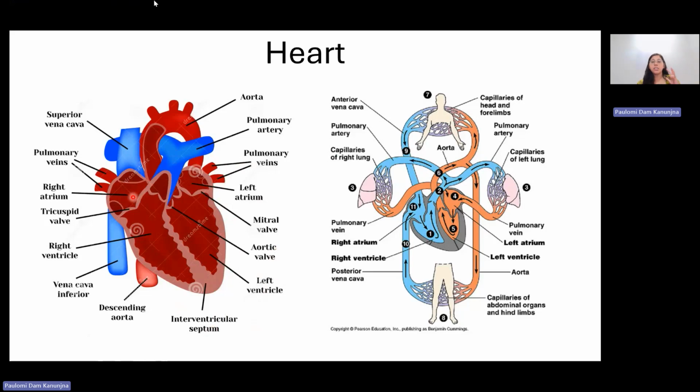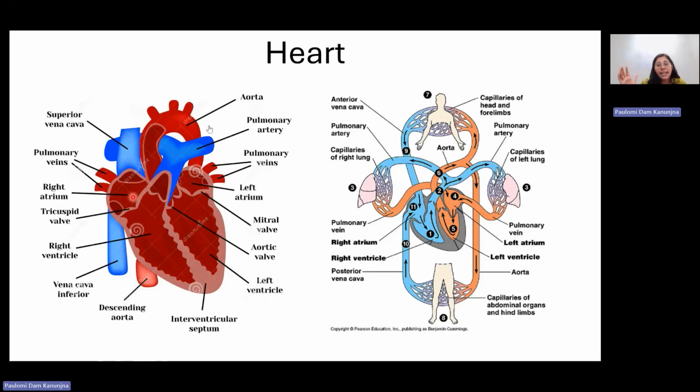I know you know this already, but let me just revise it for you. The receiving of the blood is by the atrium. So the atrium receives the blood, gives it to the ventricle, and the ventricle passes it out to the body. So it's atrium to ventricle, and then it passes out to the body. The atrium receives the blood. This much is easy, and this is what you should remember.